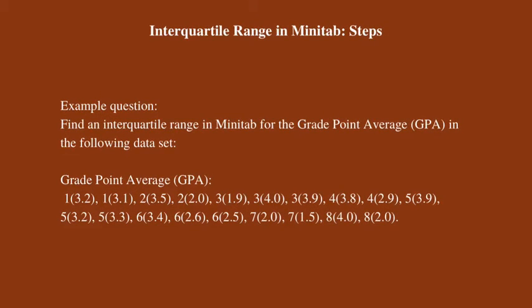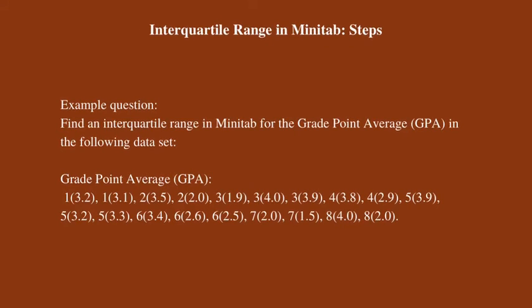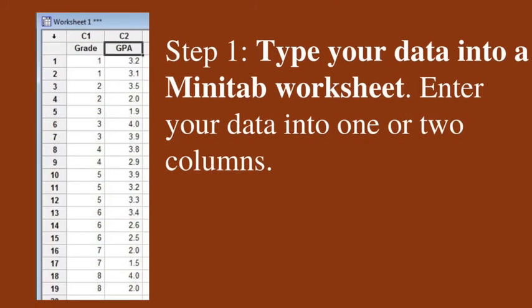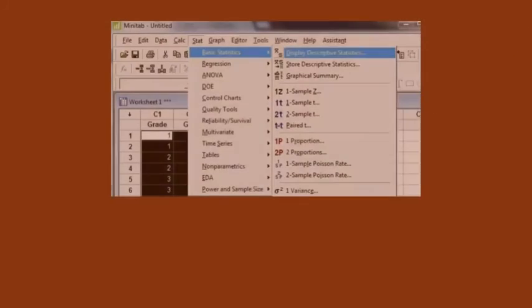Interquartile range in Minitab. Here are the steps. Example question: find the interquartile range in Minitab for the grade point average, or GPA, in the following dataset. You can see the grade point average data here. Step 1: type your data into a Minitab worksheet. Enter your data into one or two columns.